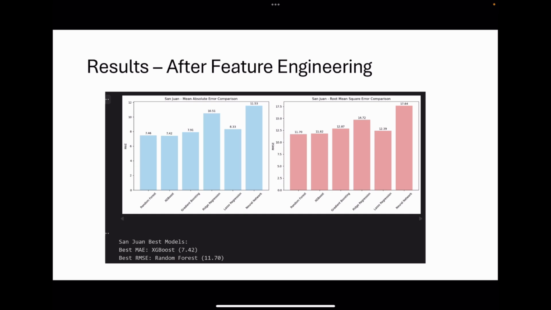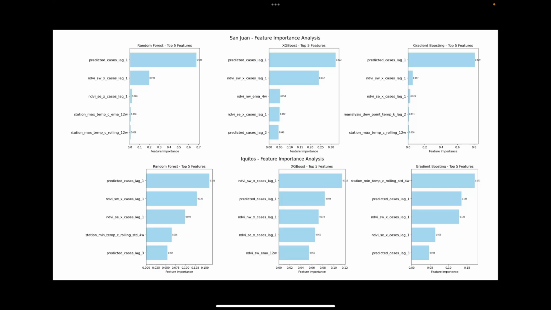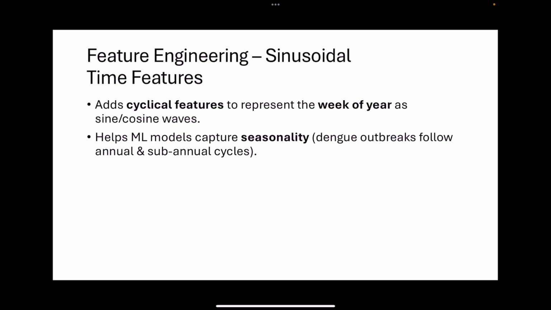The results after the feature engineering were actually much better. We tried this feature-engineered data on random forest, XGBoost, gradient boosting, ridge regression, lasso regression, and neural networks. And surprisingly, lasso regression performed the best. And this is for the other dataset. We also noticed that similar autoregressive features actually performed well. We did a feature importance analysis. As you can see here, they were the most important features.